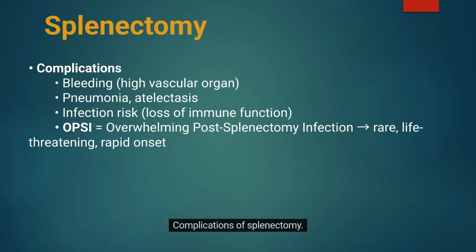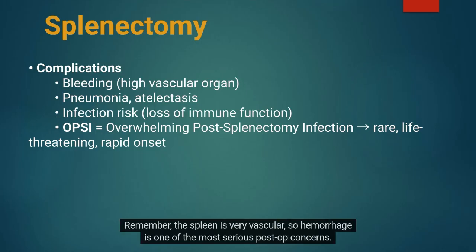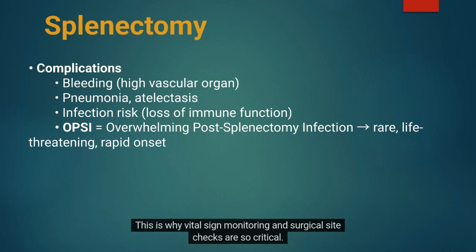Complications of splenectomy. The first risk is bleeding. Remember, the spleen is very vascular, so hemorrhage is one of the most serious post-op concerns. This is why vital sign monitoring and surgical site checks are so critical.